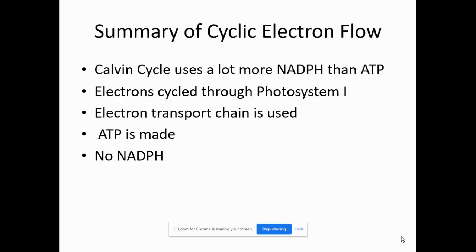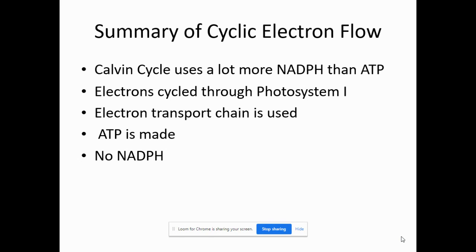Why? What's the purpose of this? If you don't have NADPH being produced, well, the Calvin cycle uses a lot more NADPH than ATP. Let's take that back. The Calvin cycle uses a lot more ATP than NADPH.